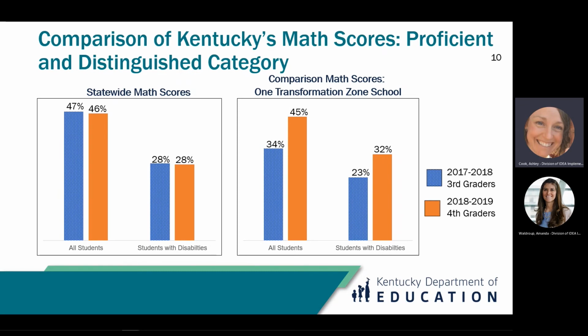When we look at our students with disabilities from that school, we see that they went from 23% proficiency to 32%, which surpassed that state average for those years.